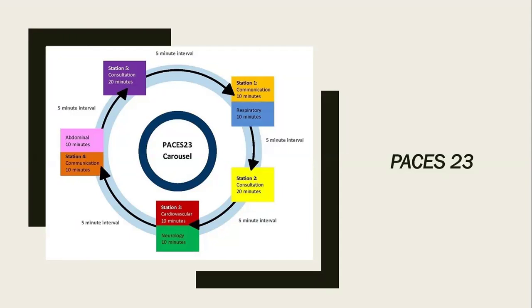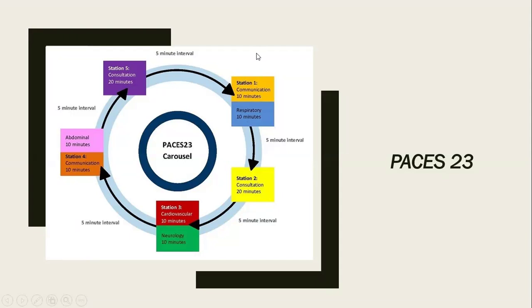You can see, if you can see my cursor, that there are 5 major stations that you need to deal with, right? 3 stations are subdivided into 2, and 2 stations are complete stations that you need to be in for the next 20 minutes. So each station comprises 20 minutes, and in between the stations there is a 5-minute interval for case reading. Now let's move on to station 1.